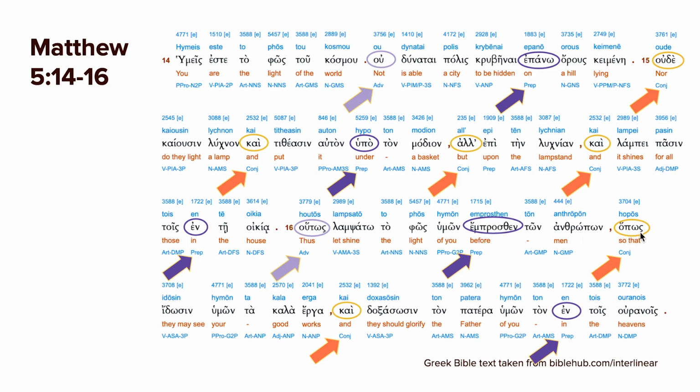And again, we have something similar to hutos. You have hopos, so that. So thus and so that, very similar, and kind of a similar meaning. This indicates purpose, so that people will see your works and glorify your Father in heaven. All right, in the heavens, and followed by the dative.